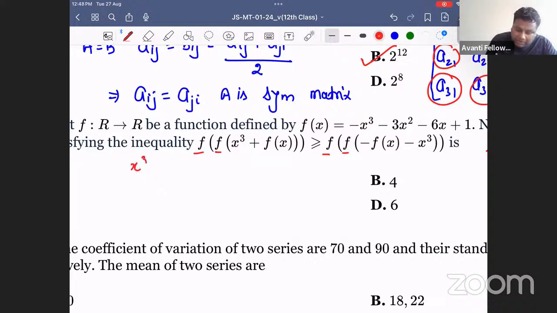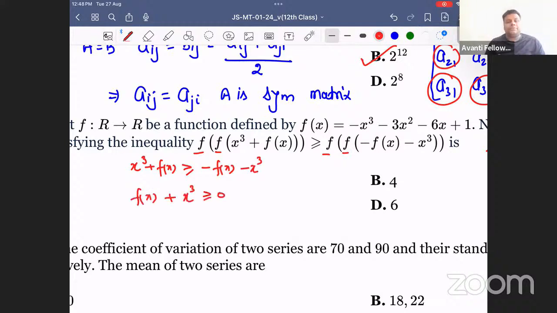So x cube plus f(x) is greater than or equal to minus f(x) minus x cube. So it is f(x) plus x cube greater than or equal to 0. Am I correct? Now f(x) you already have: minus x cube minus 3x square minus 6x plus 1. You replace it there. So f(x) plus x cube means minus 3x square minus 6x plus 1, which should be greater than or equal to 0. Now you can simplify this and get the integral values of x satisfying this inequality.